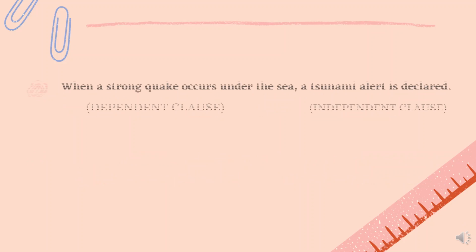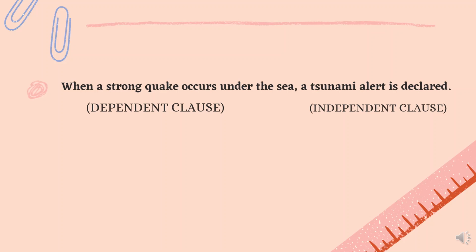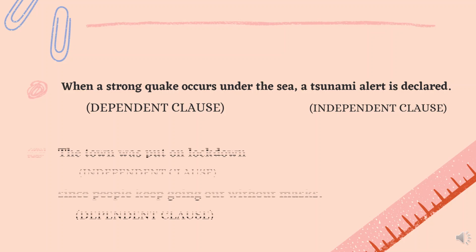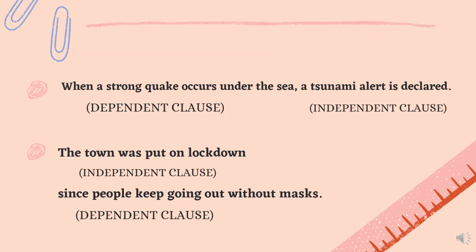Third sentence. When a strong quake occurs under the sea, a tsunami alert is declared. Our dependent clause there is when a strong quake occurs under the sea. And an independent clause is a tsunami alert is declared. Fourth sentence. The town was put on lockdown since people keep going out without masks. Our independent clause is the town was put on lockdown. And our dependent clause is since people keep going out without masks.